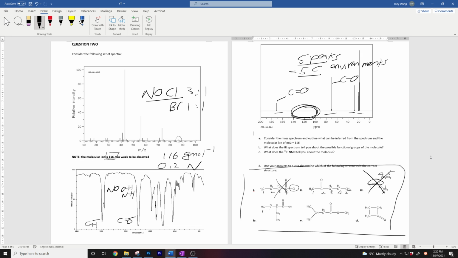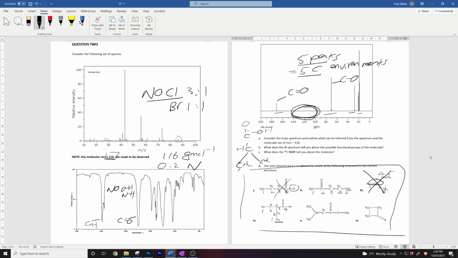This is 1, 2, 1, 2, 3, 4. So this is 4 peaks as well. Now, if you're wondering why these two are the same, think of it this way: if I have the CH, and then C double bond, and I rearrange it, if I make it look like this, can you see it's symmetrical down the middle?